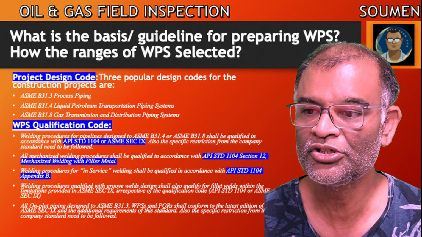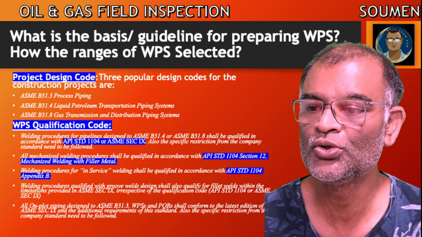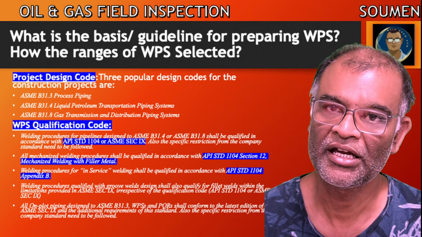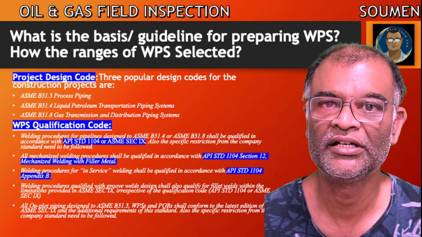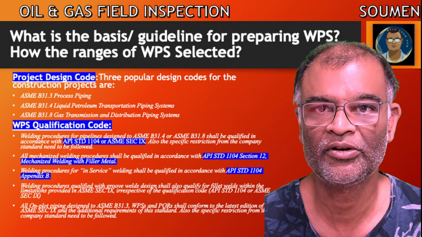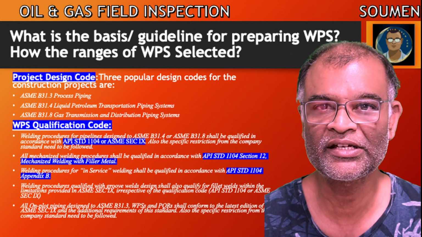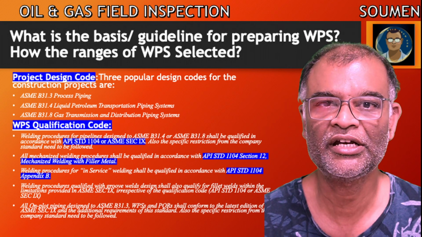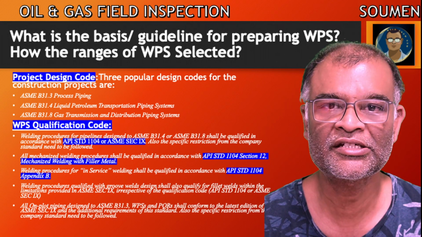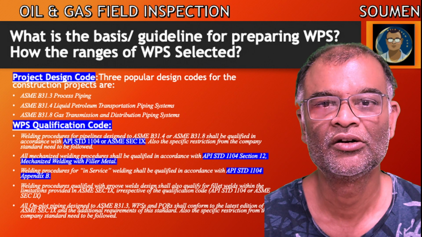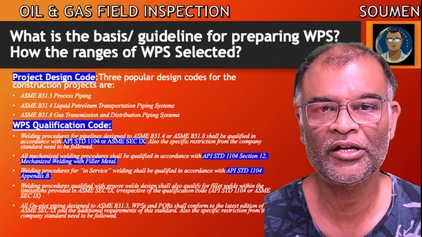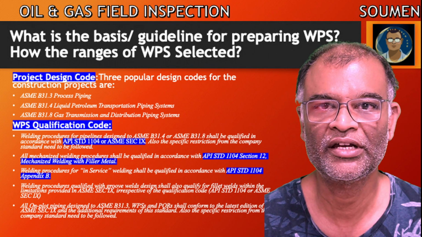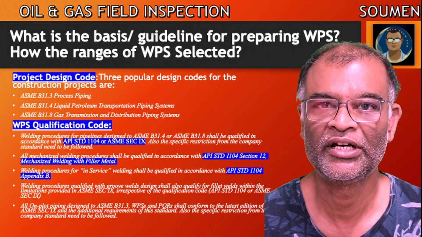So welding procedures for pipeline designed to ASME B31.4 and 31.8 have another option of qualifying the WPS through API 1104. Being more flexible, most of the contractors like to use ASME section 9 as a qualification code. Latest company standards nowadays openly allow API 1104 or ASME section 9 for qualifying a WPS or the welders.